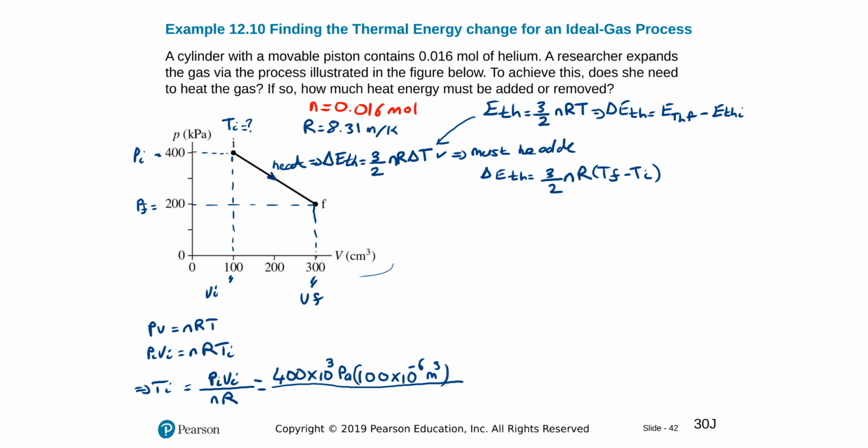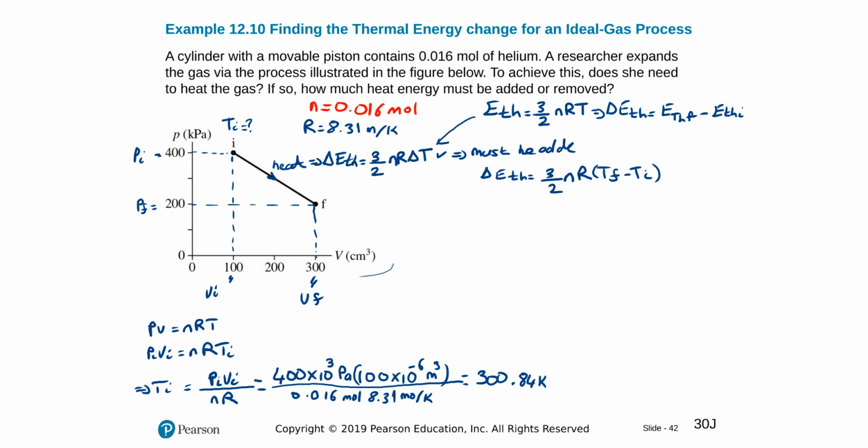Divided by n, 0.016 moles, times R, 8.31 joules per mole per Kelvin. And if I do that, I'll have T initial as 300.84 Kelvin.